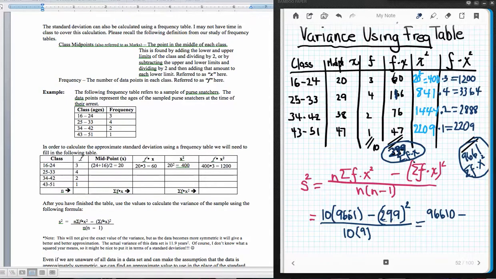All right, so as I did this, I discovered an error. I discovered that 339 squared was bigger than 96,610. That's a big problem because your variance can't be negative, so I knew that something was wrong. My suspicion was that I had some frequency wrong or a midpoint wrong. So I went back and took a look, and indeed the issue was with 29 times 4. Let me see, 29 times 4.